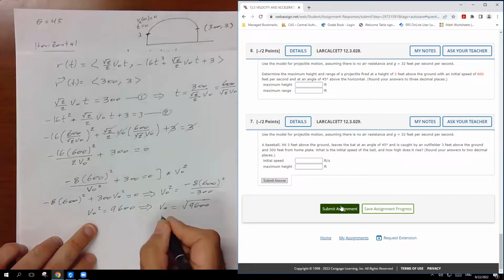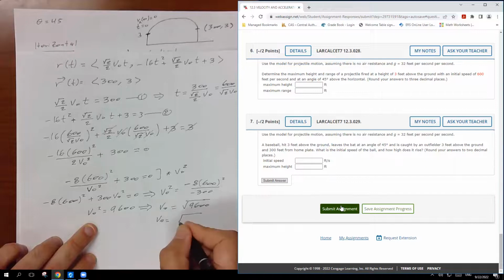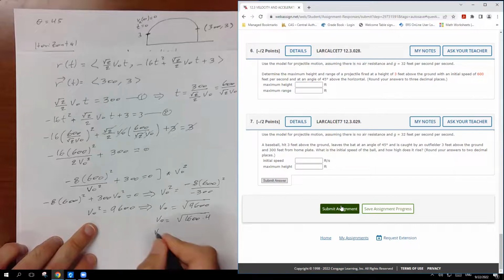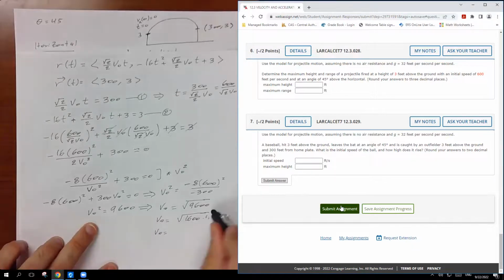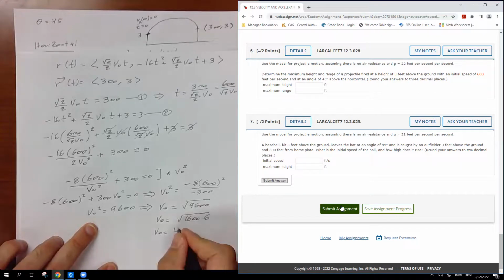So the square root of 9,600 is going to be the square root of 1,600 times 6. So V naught is going to be equal to 40 times the square root of 6.